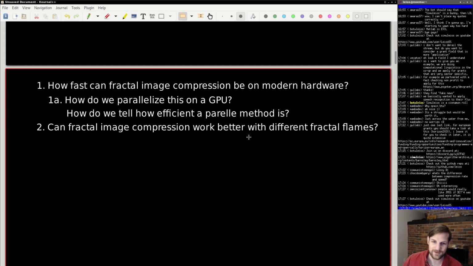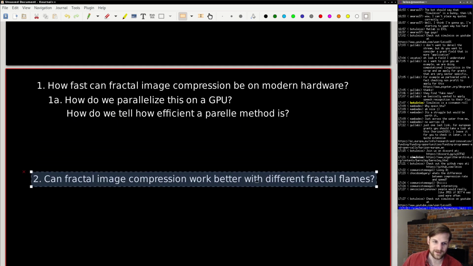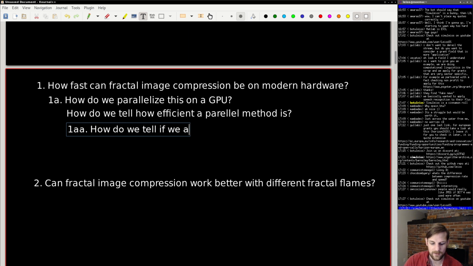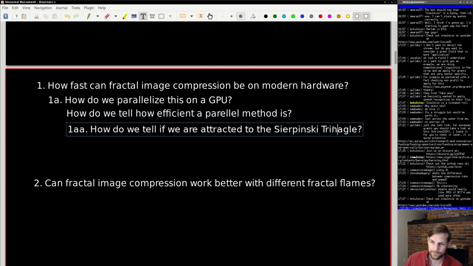So let me move this down again because we're just consistently finding more interesting questions that we have to dig into. So we're going to move this down here, and now I'm going to create a new little text thing here, which is going to be 1AA. Okay, so the question with this one is, how do we tell how efficient a parallel method is? I forgot an L here. Okay, so 1AA is going to be, how do we tell if we are attracted to the Sierpinski triangle? Okay, misspelled triangle, every time.